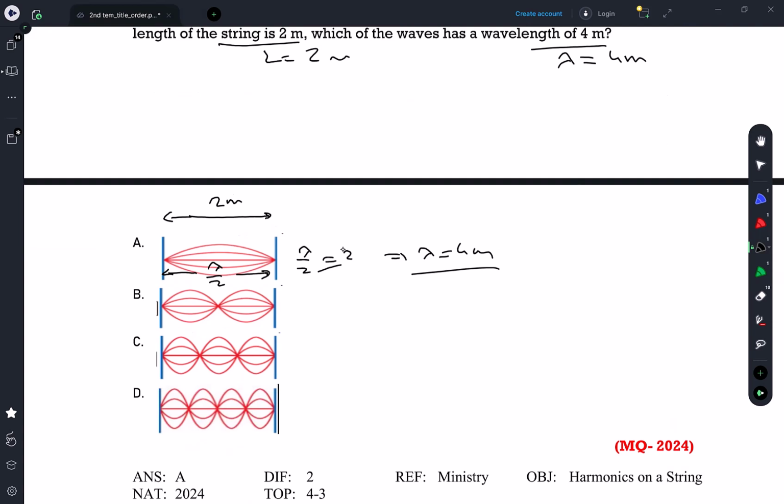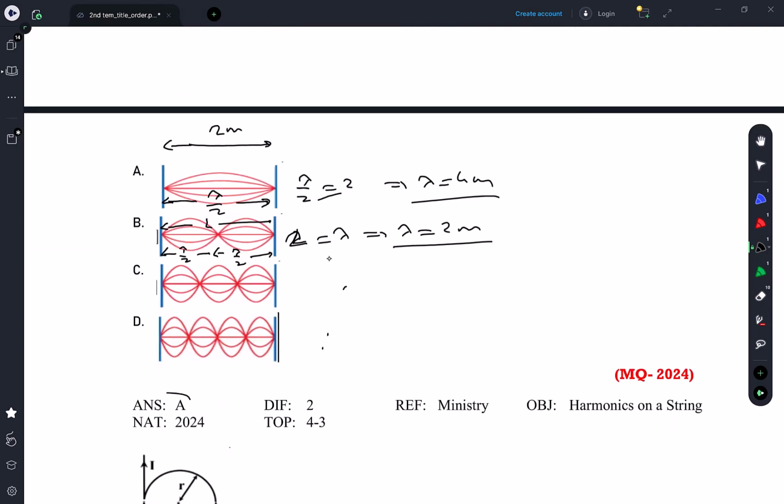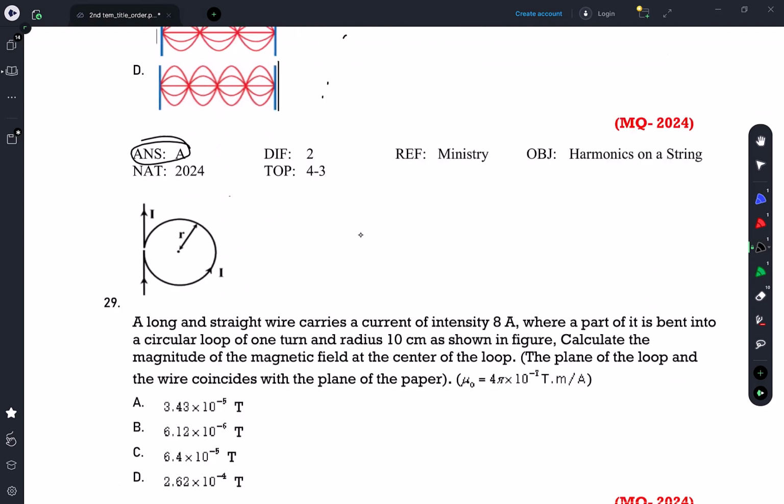Well, for the other one, this is lambda over 2 and this is lambda over 2. So in the second one, the length is equal to lambda: lambda over 2 plus lambda over 2 is lambda. So in the second one, lambda is going to be 2 meters. You can go this way, and so A is the correct answer. We found it. It is one of the book's chapter questions, asked for the first time.